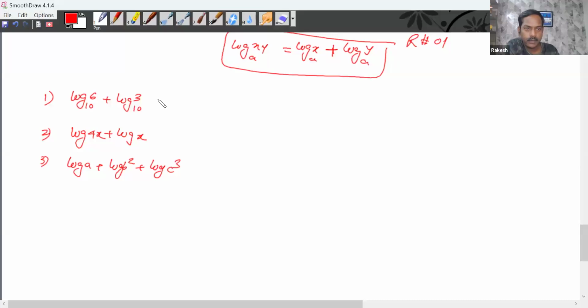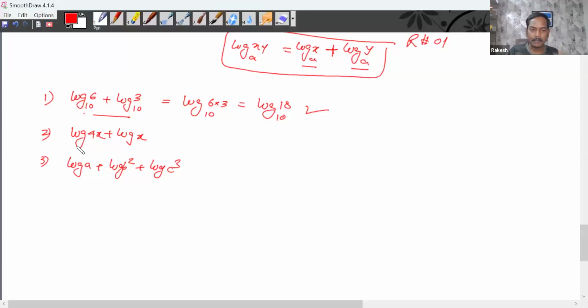Let's do it. This is nothing but log of x with base a plus log of y with base a, as you can see. So it will be log of x into y with base 10, or it can be written as log of 18 with base 10. So this is the conversion of this thing into this. We can do the inverse of it also. This can be written as this.